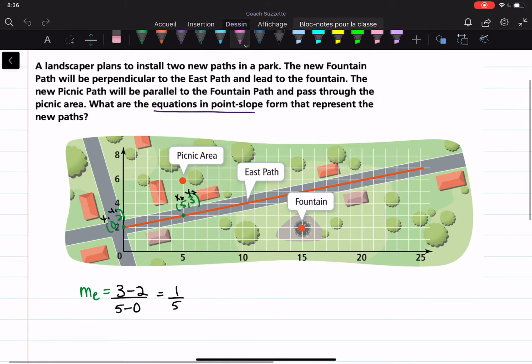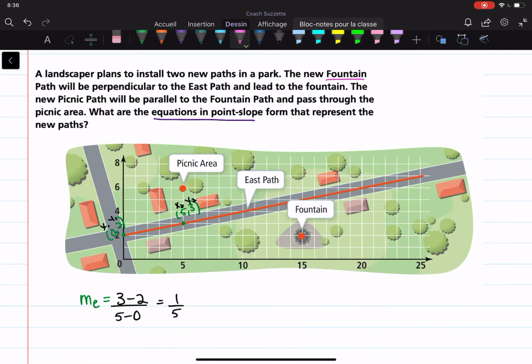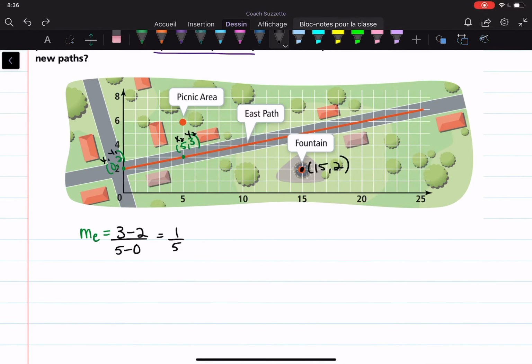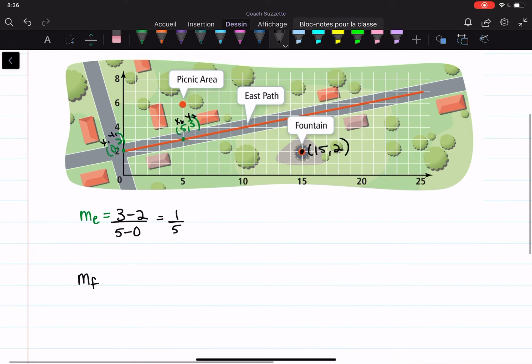Let's go back to the problem. The new fountain path will be perpendicular to the east path and lead to the fountain. That means it has to go through this point right here, which is at (15, 2). So it needs to be perpendicular to the east path and pass through this point. If the slope of the fountain path needs to be perpendicular, that means it needs to be the opposite reciprocal, so that would be a slope of -5. And it needs to go through the point (15, 2).